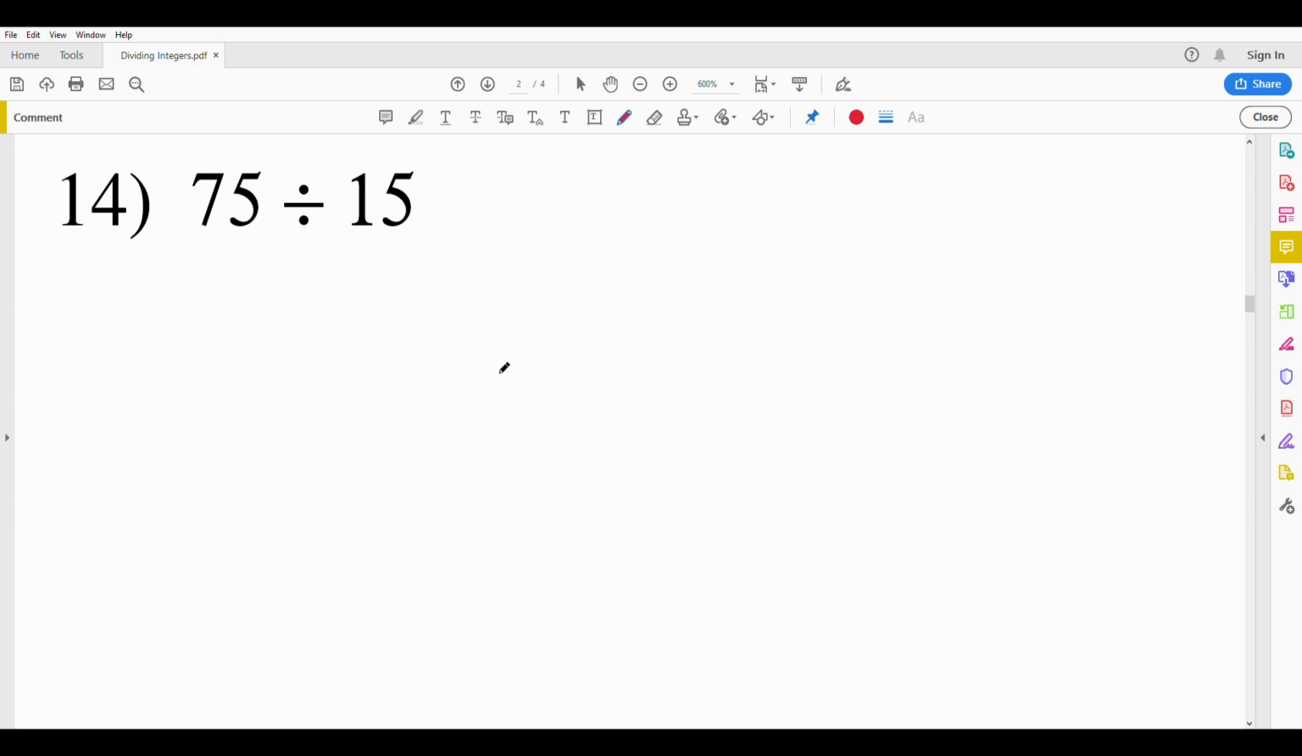In number 14, we have 75 divided by 15. And again, if you want to reference back to dealing with time, we know that there's 4 15-minute intervals in 60 minutes, and then one more 15 would get us to 75. So 75 divided by 15 is a positive 5. Positive divided by positive is positive. 5 is our solution in number 14.